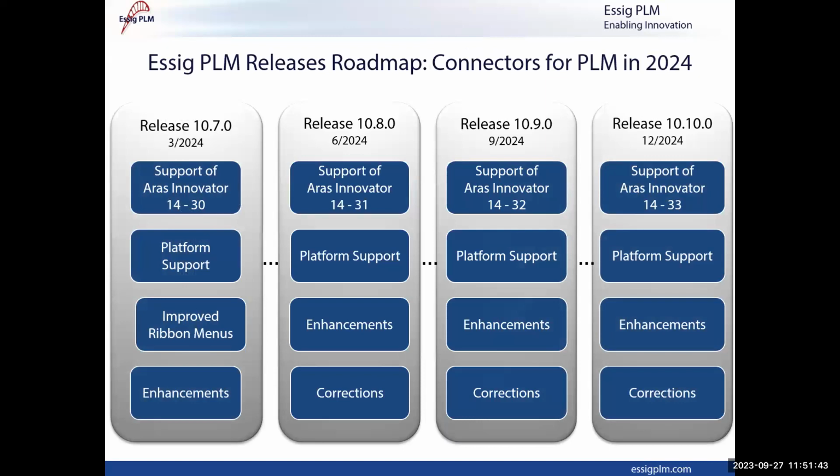So the next one, for 2024, is a quick high-level view of what we're looking at: the connector, four releases. Aras, I believe, releases every quarter, in the middle month of the quarter. So the goal, after Aras releases, such as with version 30, is to support it one month later with a release. Again, this is just a high-level view of what we did this year and plan for next year.